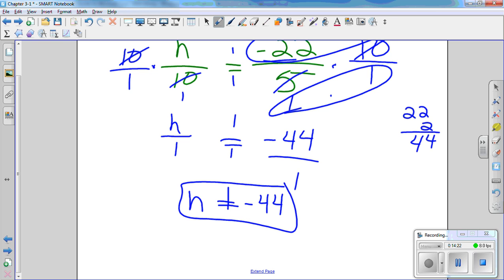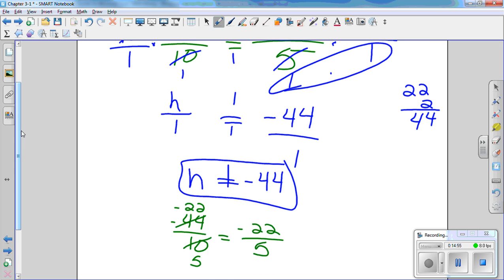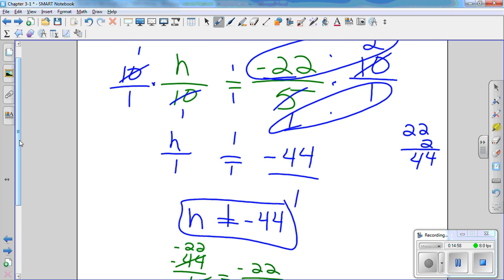So there's my answer. Now we're going to plug it back in. So I have negative 44 divided by 10. What does that equal? I'm just going to reduce it to get what it equals. Divide both by 2. 10 divided by 2? 5. 44 divided by 2? 22, and then it's a negative because negative divided by positive is negative. So I have negative 22 over 5. Is that what I started with? Negative 22 over 5? Yep. So I'm good.